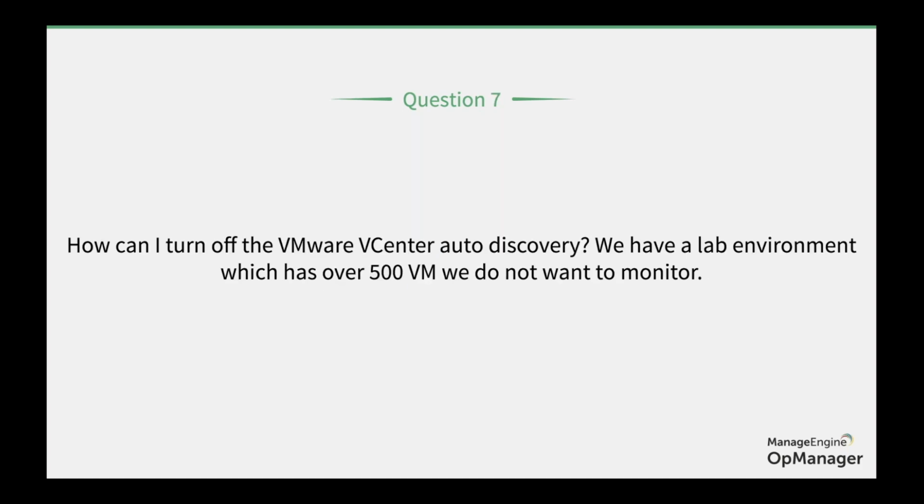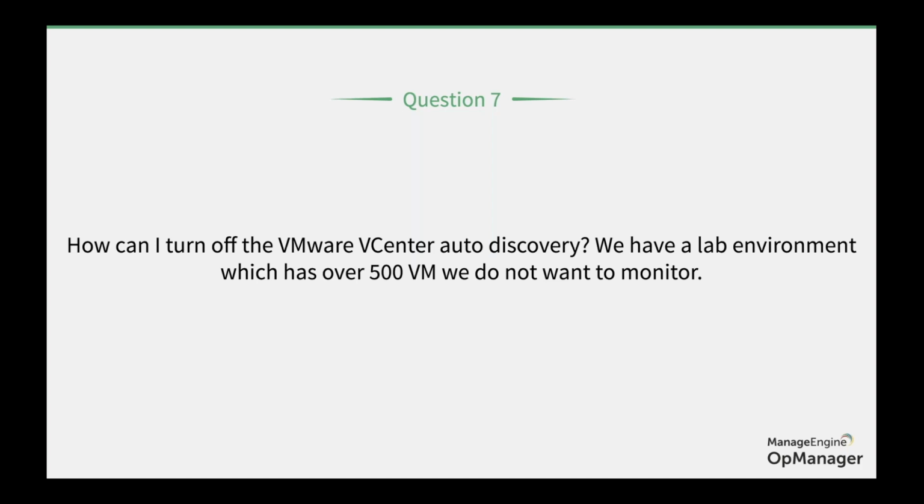So moving on to the next question, how can I turn off a VMware vCenter's auto discovery? We have a lab environment which has over 500 VMs and we do not want to monitor them. While creating the credentials for VMware, you will have a feature in the credentials to enable and disable the auto discovery for virtual devices. When you toggle off this option, the auto discovery of the vCenter will not happen. So this is a way of disabling them.